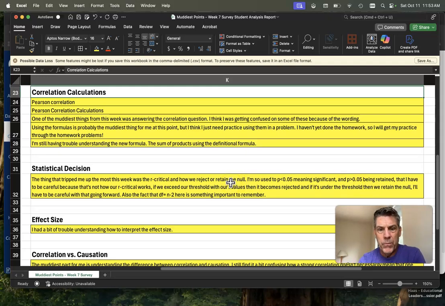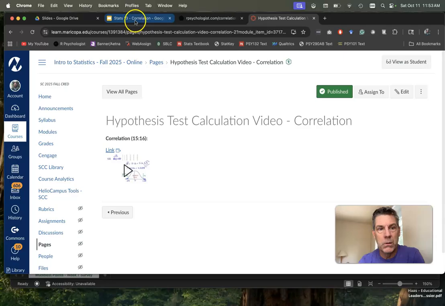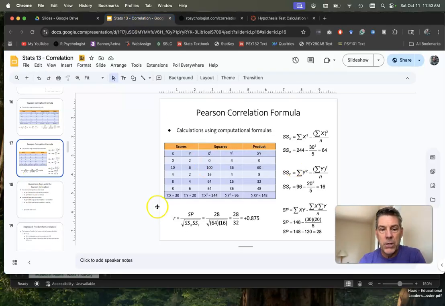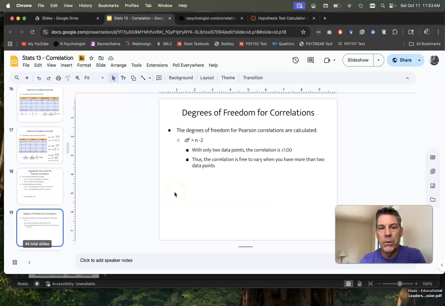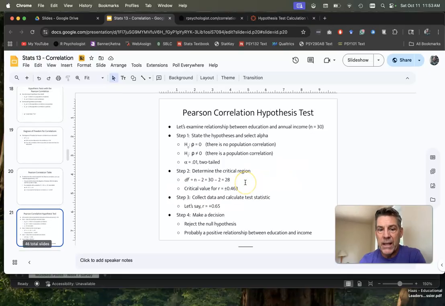I'm not sure where this person's getting this from, but maybe what they're referring to is that when they were going over the R, you calculate this R, and if we walk through the steps here, we set this critical region, and then we see where our R is, and we compare it to the critical region. Well, we've been doing that all along.